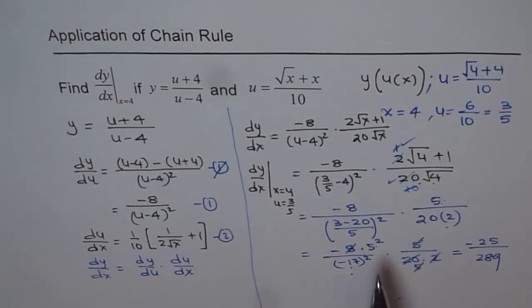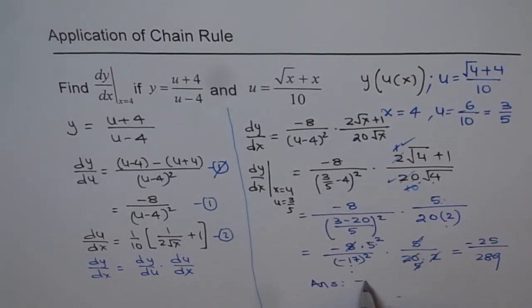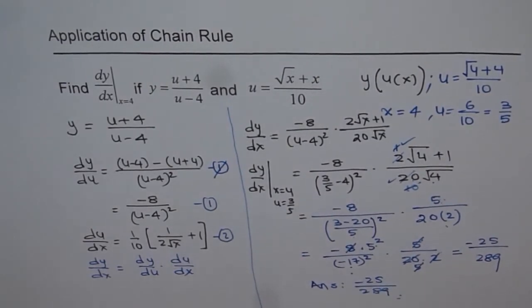All that got cancelled. So we are left with this 5 square on the numerator and 289 in the denominator, right? So that becomes the derivative at the point x equals to 4. So that is our answer. So our answer now here is minus 25 over 289. So that seems to be correct answer for me.